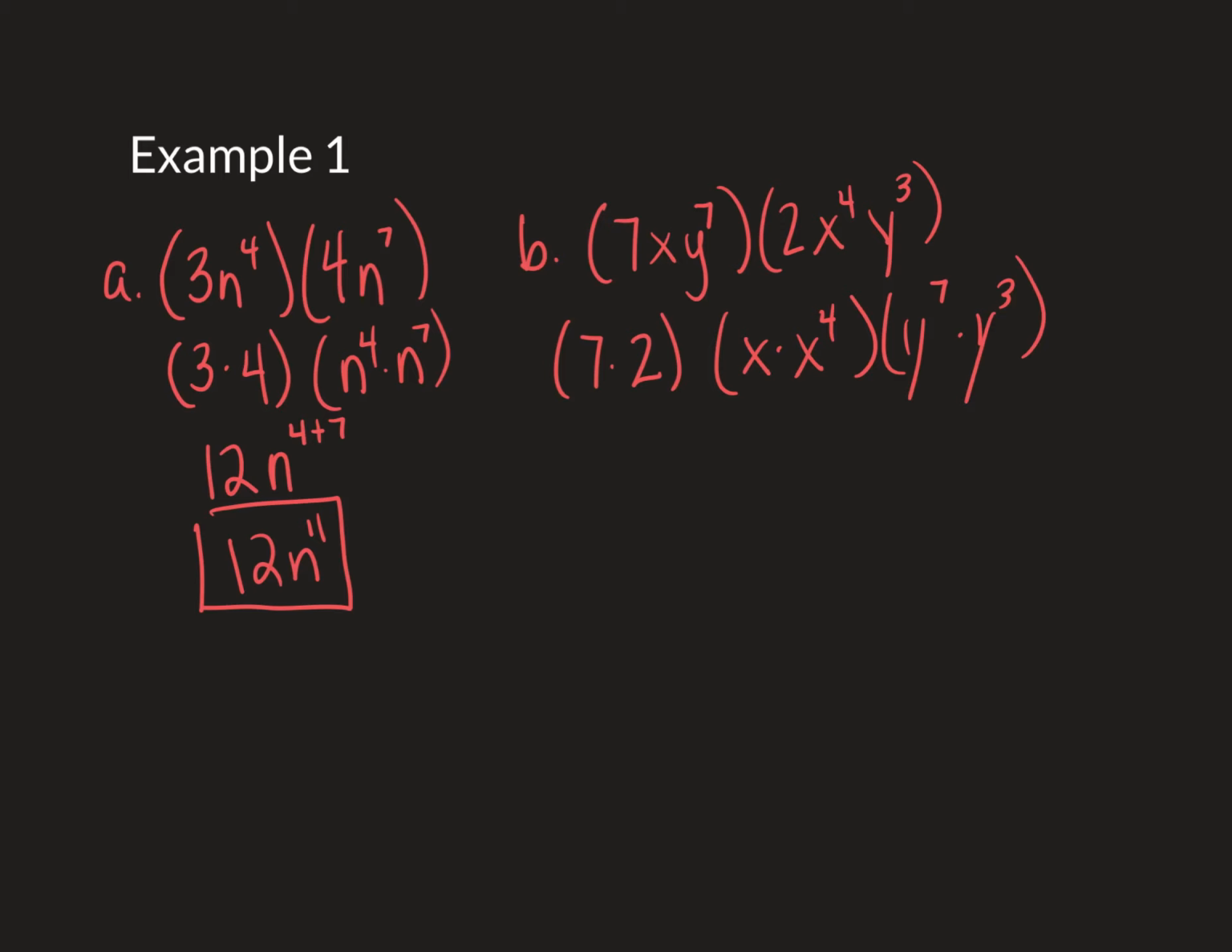So 7 times 2 is 14. X to the 1st times x to the 4th is x to the 5th power because you add. Y to the 7th times y to the 3rd is y to the 10th power because you add the exponents. So add exponents. That's what that rule is here. When you are multiplying the same base, add the exponents.